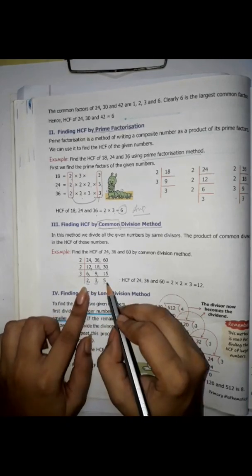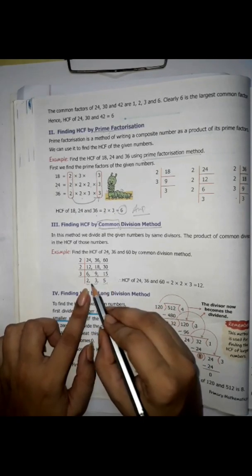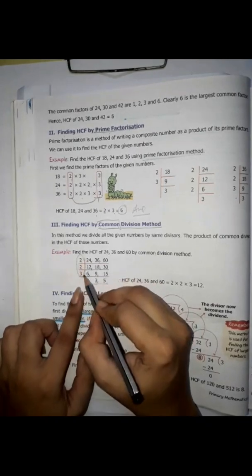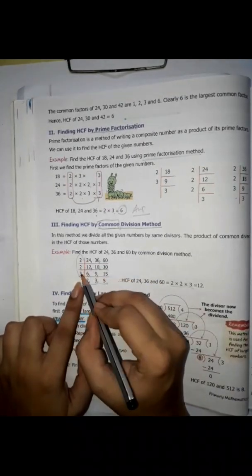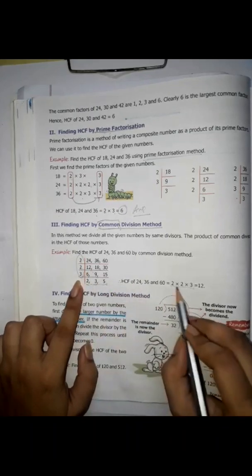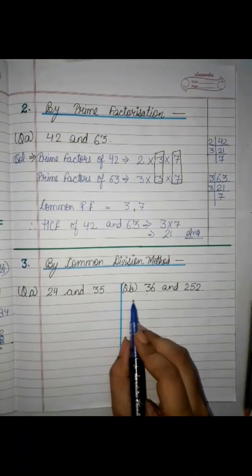Now these numbers do not come in a similar table. That means these numbers cannot be divided by any common number. So we will leave it as it is. So these are the divisors. We will find the product of these numbers: 2 into 2 into 3, that is 4 times 3 is 12. 12 is your answer. Now children, have a look at these questions.